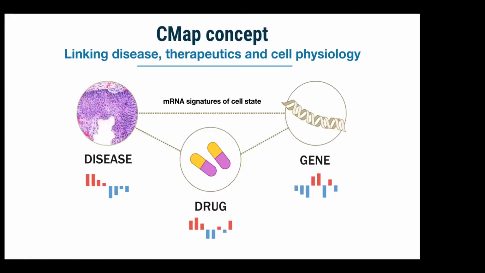So the general CMap concept is that we're using mRNA signatures of cell state to link genes, drugs, and disease. And so these signatures of cell state are essentially representations of the transcriptional state after something like perturbation or perhaps a disease state. But we use these transcriptional states as sort of fingerprints that represent the underlying biology, and we can use those to find associations between different perturbations or perturbations and disease.